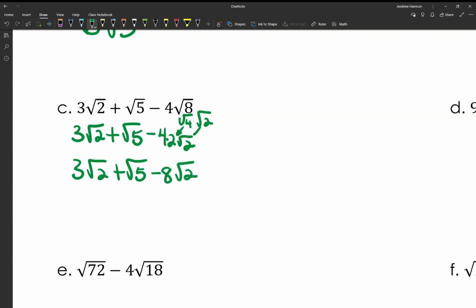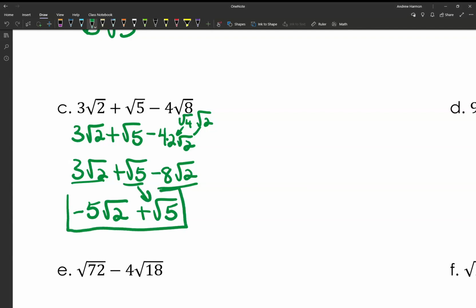I simplify this one step further, because if you look, I have 2 terms that have a square root of 2. So 3 minus 8, that's going to be negative 5 root 2 plus square root of 5. Because I can't combine that square root of 5 with anything, so I just brought it down. And that is our final answer. Kind of neat. Let's take a look at one more.